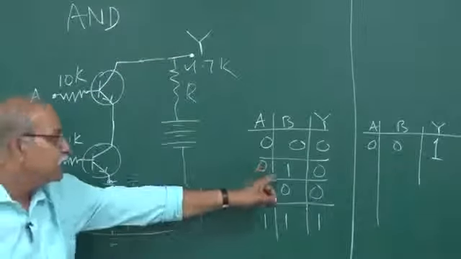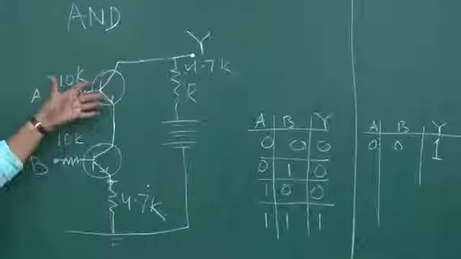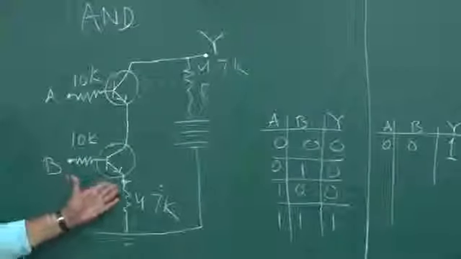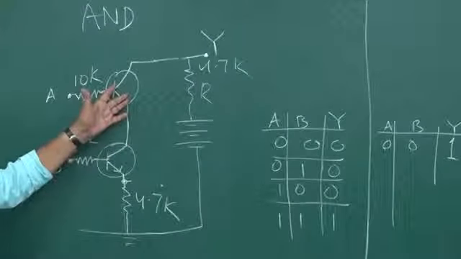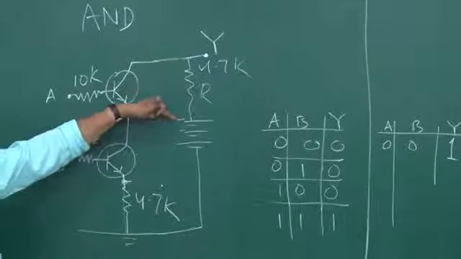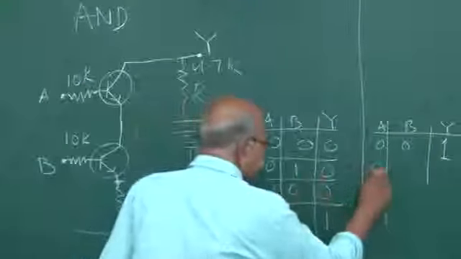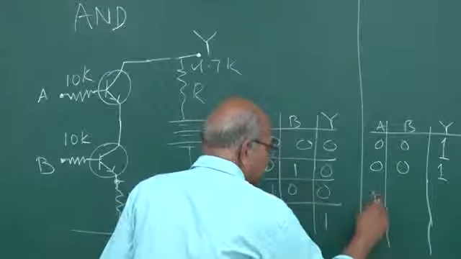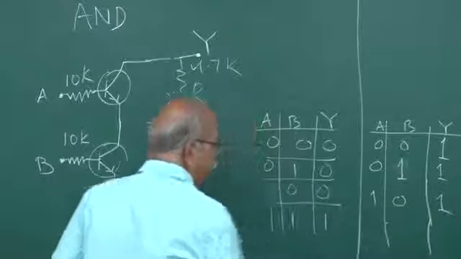What if A is 0 and B is 1? Once again, if this is 0, this is in cutoff region, it does not conduct, although this can conduct, but after all the current needs the full path. So no current here. If no current here, then again this potential appears here, and therefore this is 1. So 0, 1 also gives me 1, and similarly 1, 0 will give me 1.